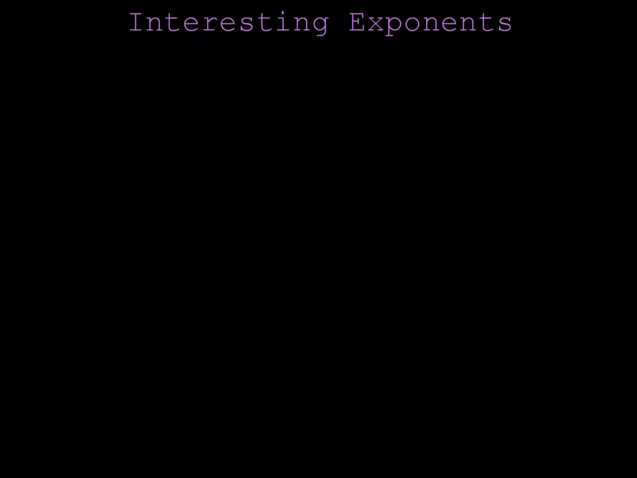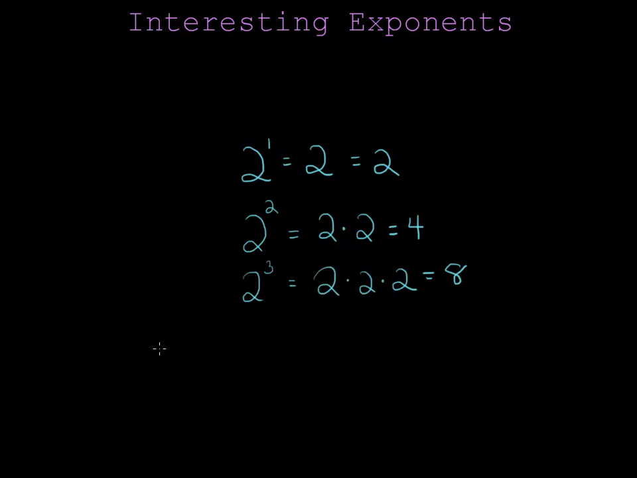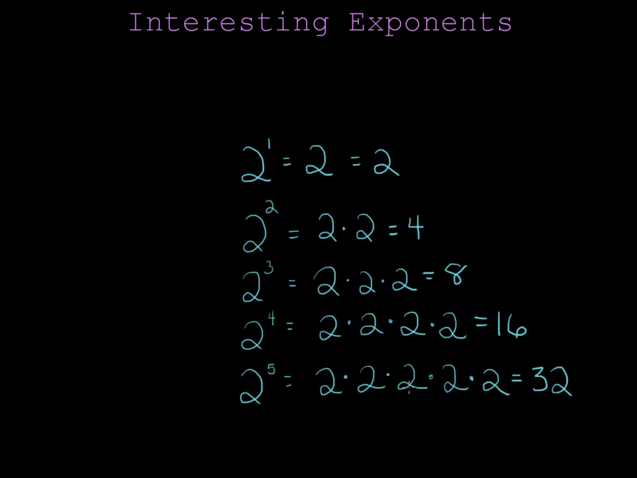So let's take a look at 2 to the first power. 2 to the first power is equal to 2. 2 to the second power is equal to 2 times 2, which is 4. 2 to the third power is 2 times 2 times 2, 3 2's, which is 8. 2 to the fourth power is 2 times 2 times 2 times 2, which is 16. And 2 to the fifth power is 2 times 2 times 2 times 2 times 2, which is 32. And of course this pattern just continues and continues.